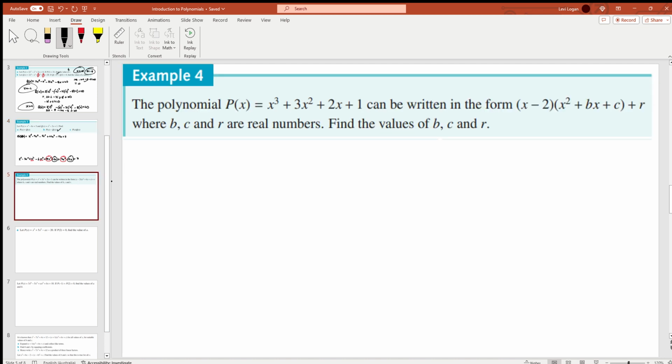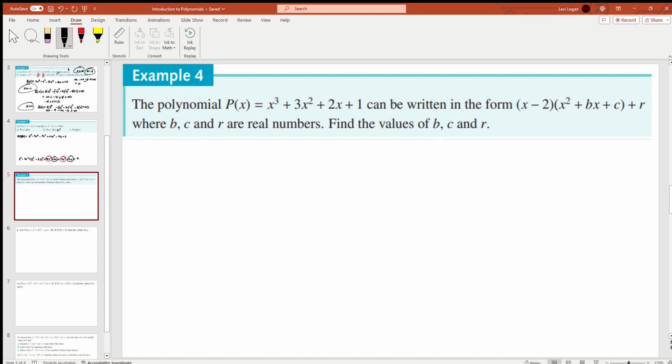The polynomial p of x equals x cubed plus 3x squared plus 2x plus 1 can be written in the form of (x minus 2) multiplied by (x squared plus bx plus c), plus r, where b, c, and r are real numbers. Find the values of these numbers.